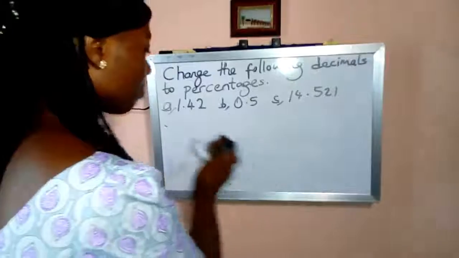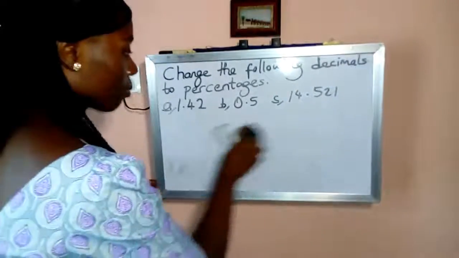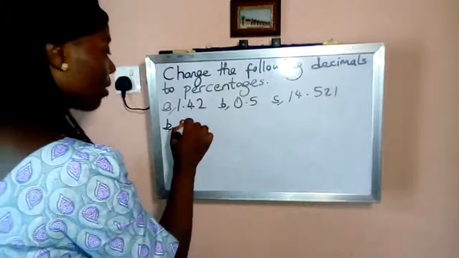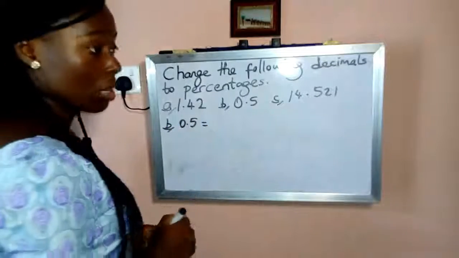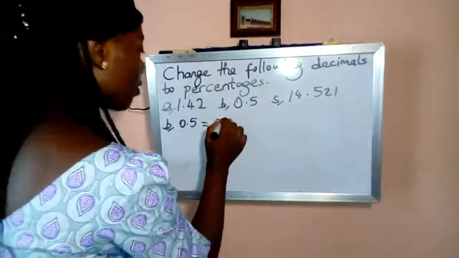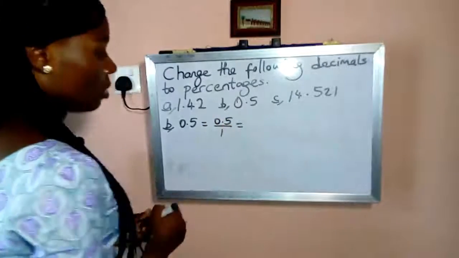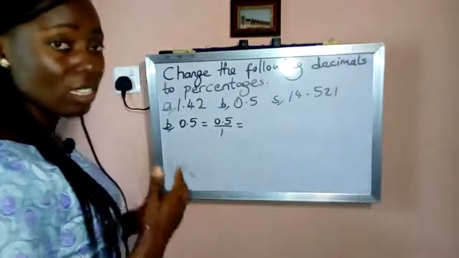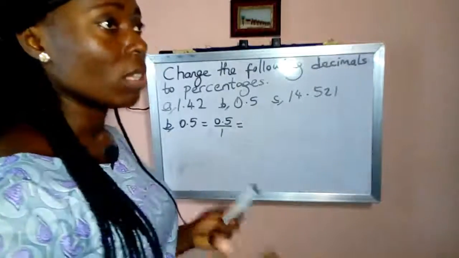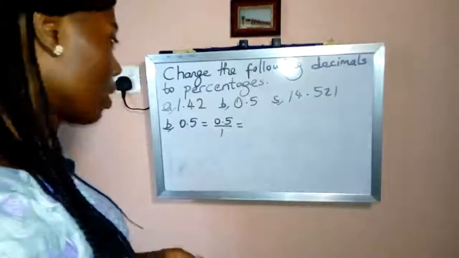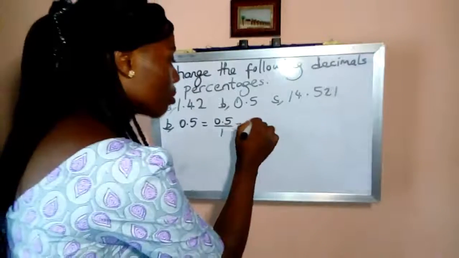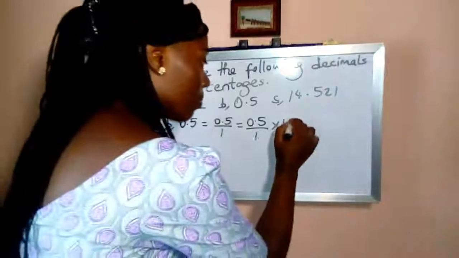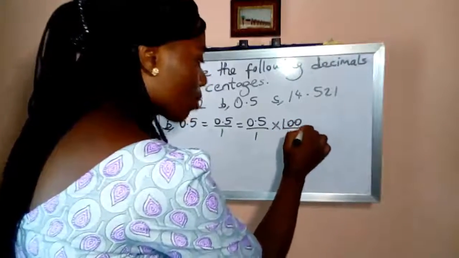Let's see the next one. The next question is 0.5. Let's use that same method. Alright, so we have 0.5 divided by 1. 0.5 divided by 1 still gives you that same number, 0.5, because any number divided by 1 still gives you the same number. Okay, so I would introduce another one times 100 over 100. Remember, like I told you, I haven't changed the question.